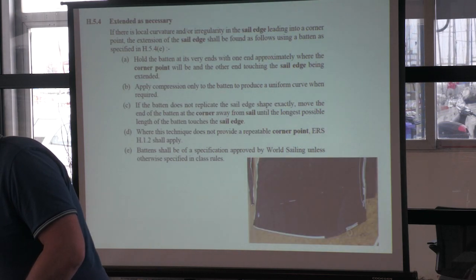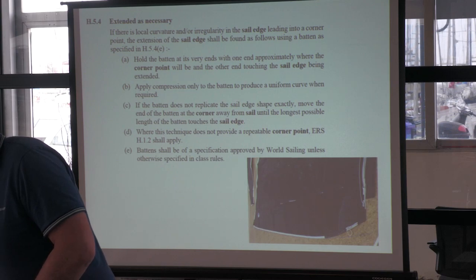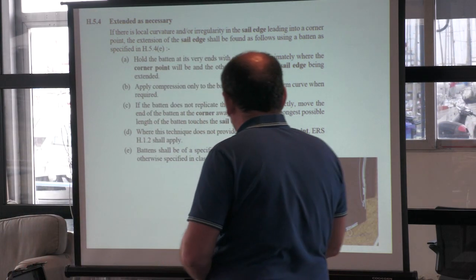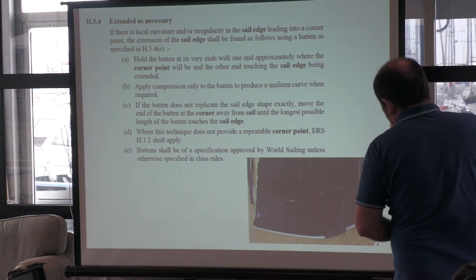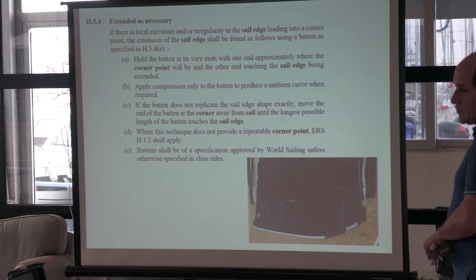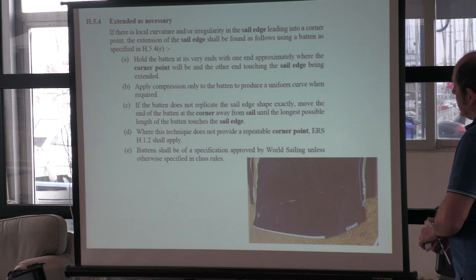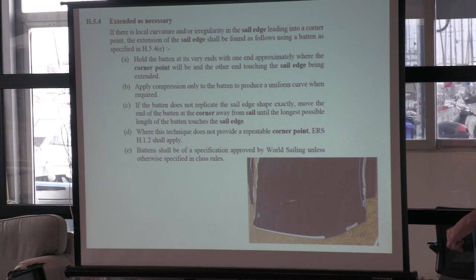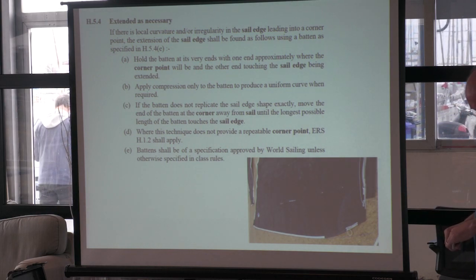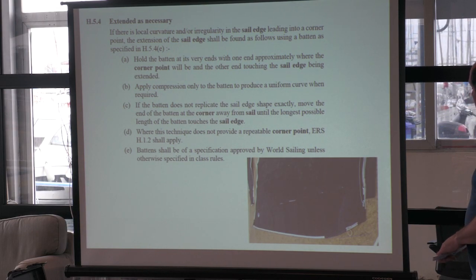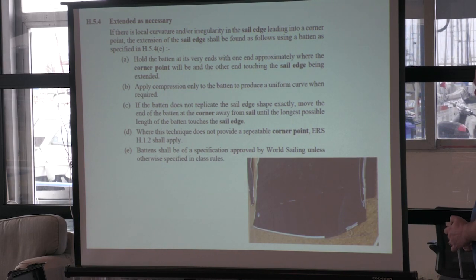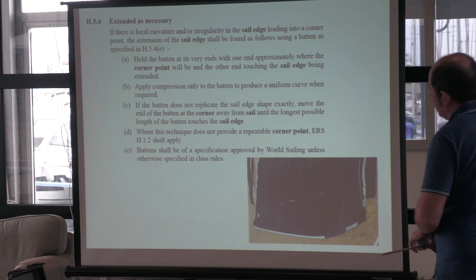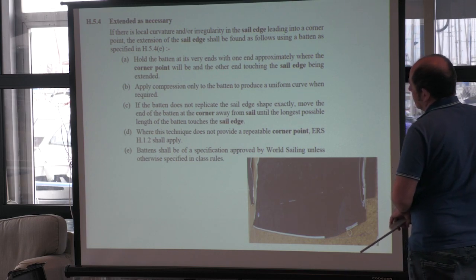Now, depending on the shape of the sail, it may be a bit more difficult to proceed to the extensions. This rule, H54, which is a rule from ERS, explains how to extend the curve when this is necessary. There is a local curvature and or an irregularity in the sail edge.